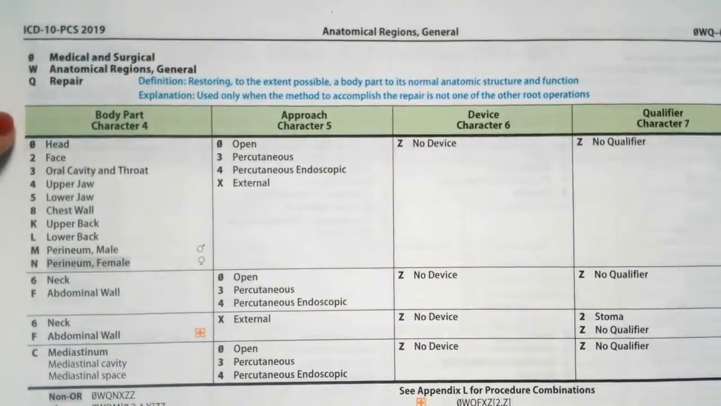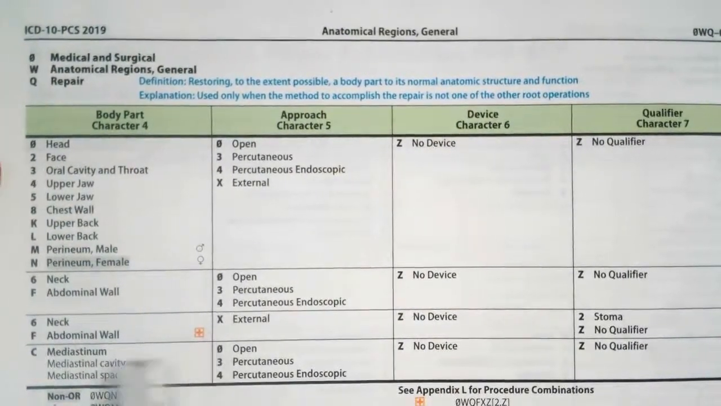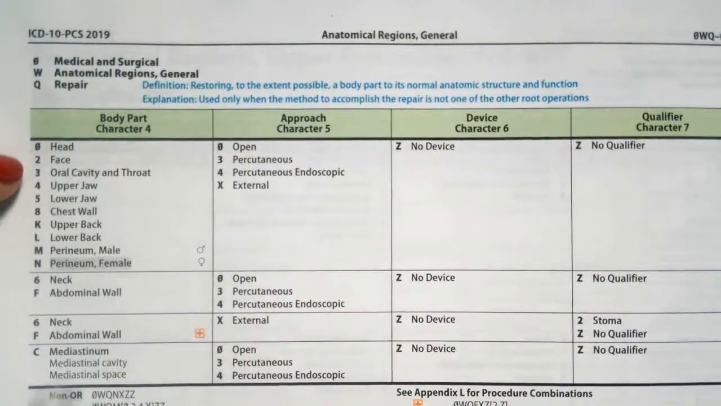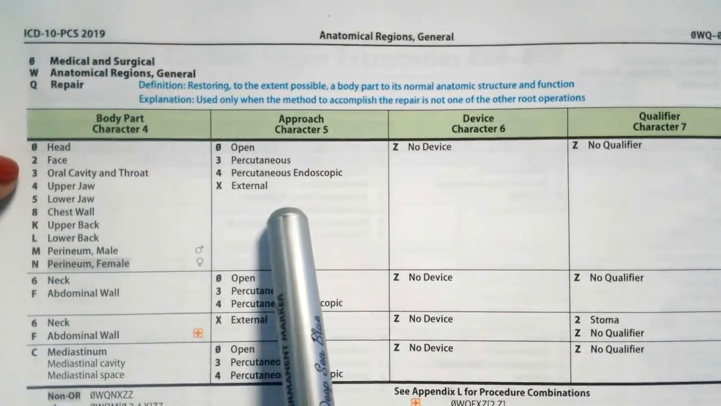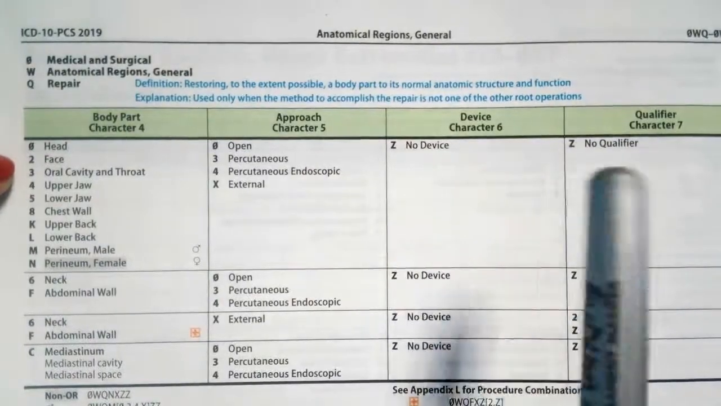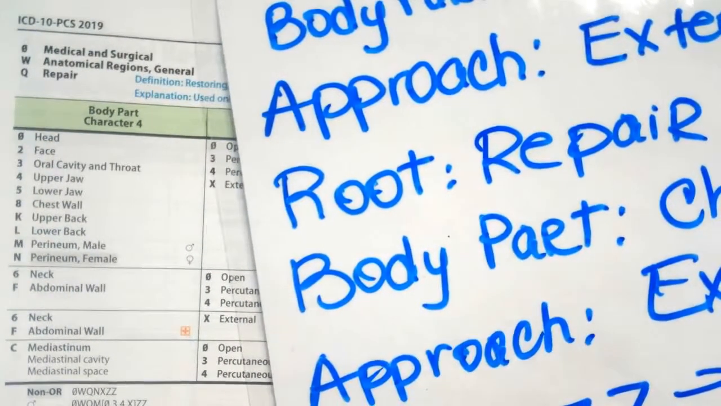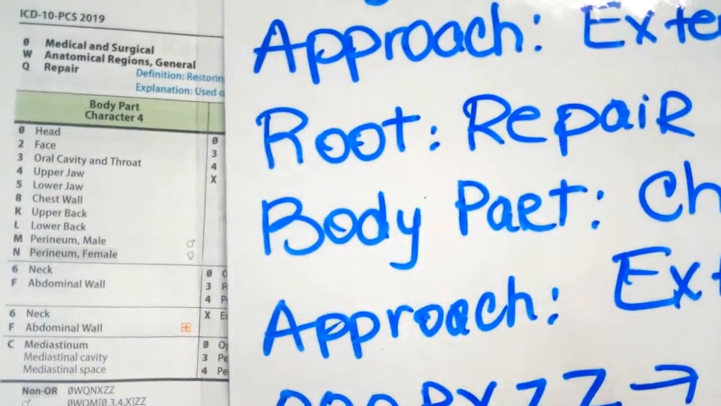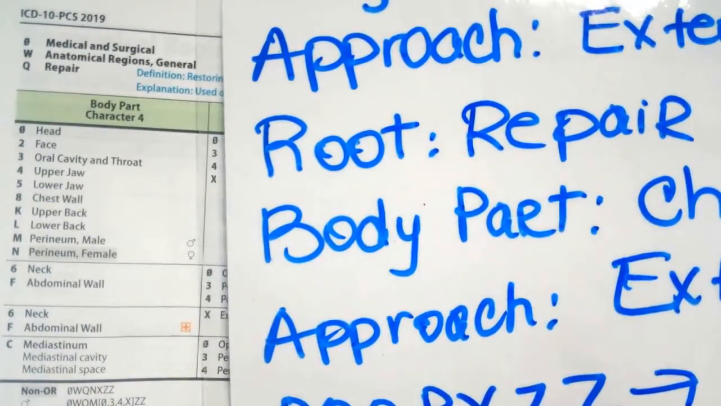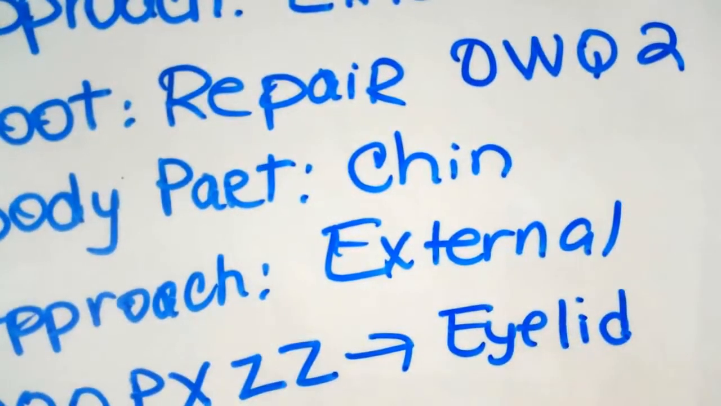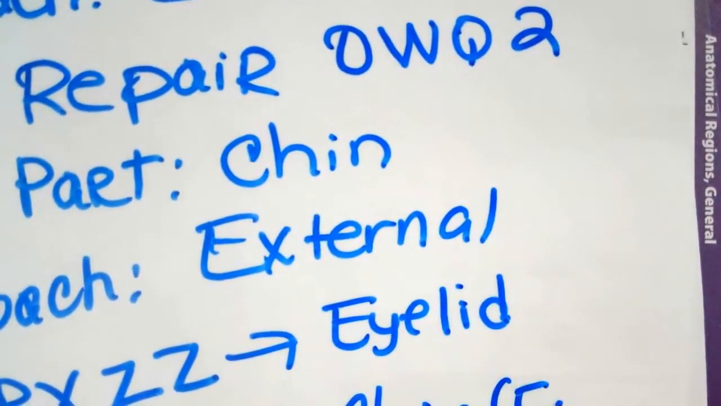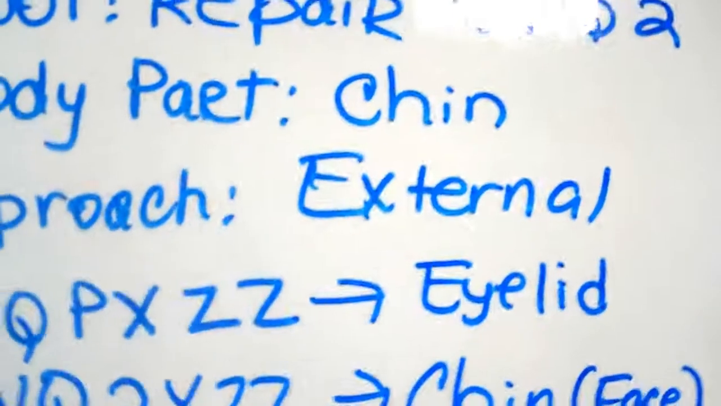Okay, so now 0WQ, 2 for face, approach is external, no device, no qualifier. All right, final code, guys. 0WQ, it was a 2 for face, external approach, no device, and no qualifier. And I want to make sure you guys can see this.